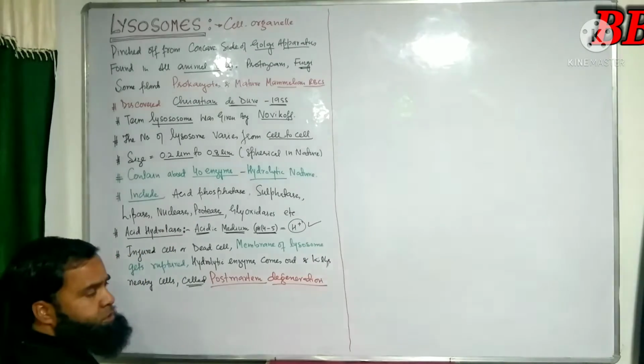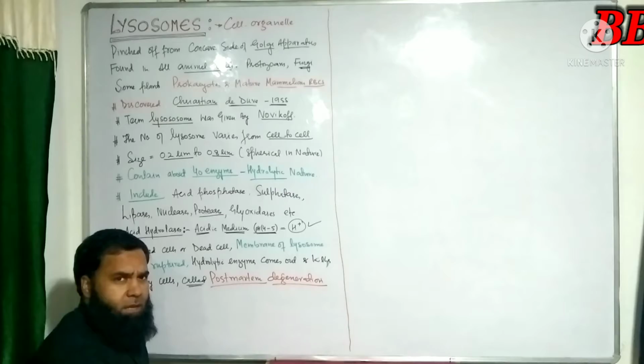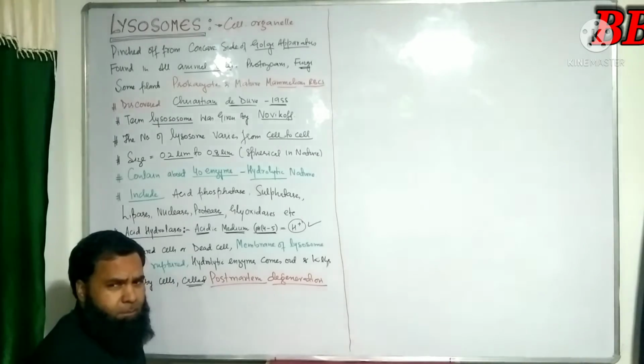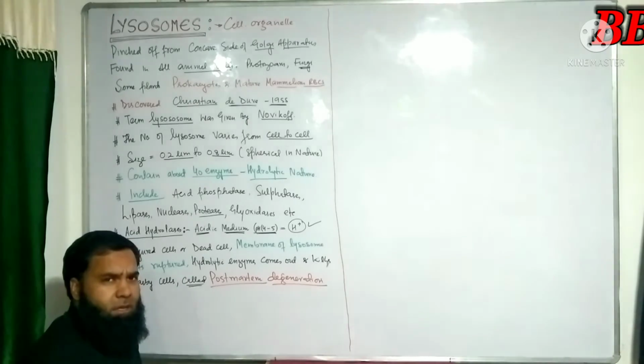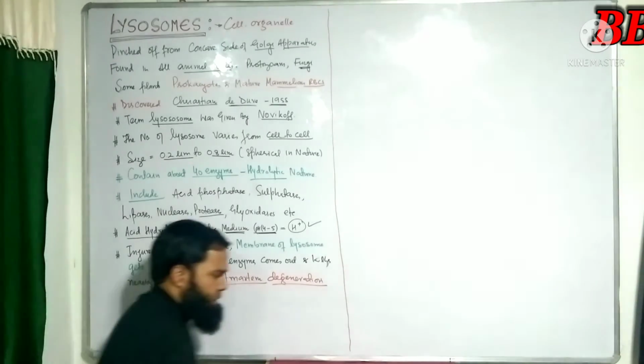What is post-mortem degeneration? It means when there is a ruptured cell, or an injured cell, or a dead cell, the membrane of the lysosome gets ruptured and the contents come out. Their enzymes kill the cells which are nearby this injured or dead cell. This is called post-mortem degeneration.